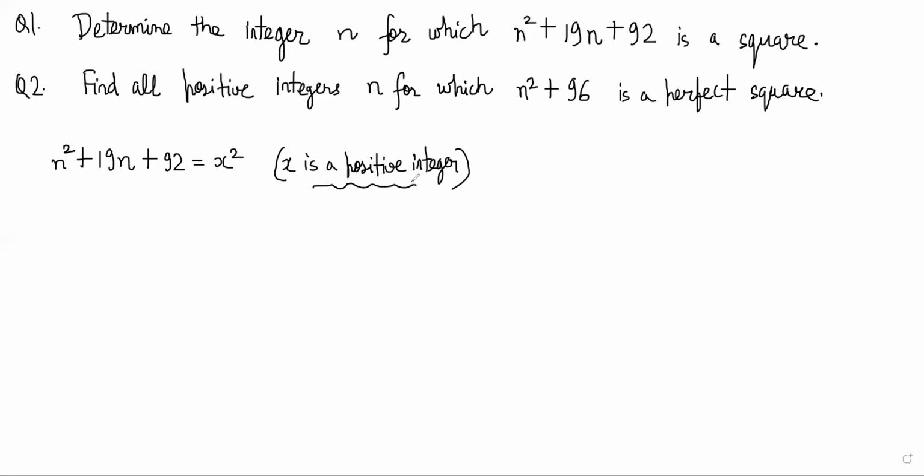You're getting 4n squared plus 76n plus 368, right? Yeah, yeah. And then it's 2n plus 19 whole square plus 7 is equal to 2x whole square. Yeah. So then you can now factorize it by doing a square minus b square.